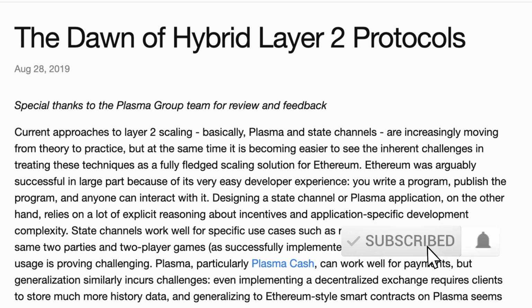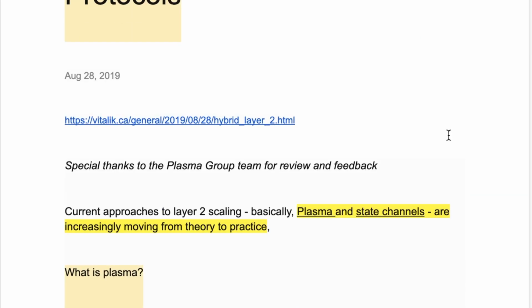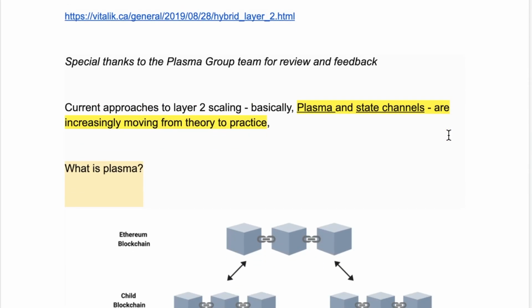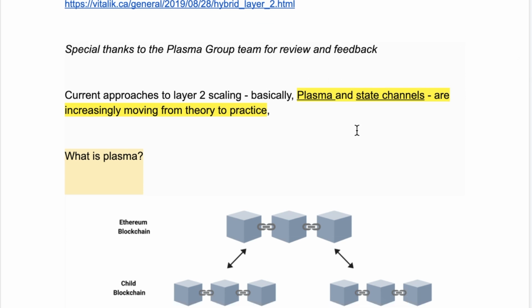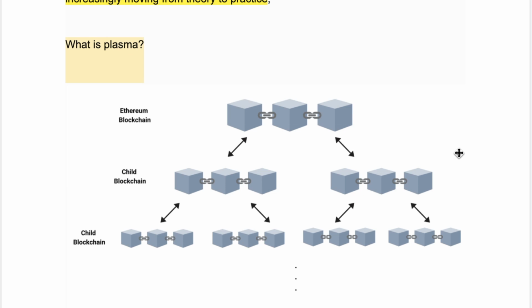Now, I copied the whole article and put it in Google Docs so I can add some notations and hopefully break everything down to make it a bit more digestible, as it's not an easy article to read. Now, first and foremost, the current approaches to layer 2 scaling are, maybe you've heard of Plasma and state channels and you're still not 100% sure what they are, and I found some interesting graphics here that hopefully explain. So we'll start with Plasma.